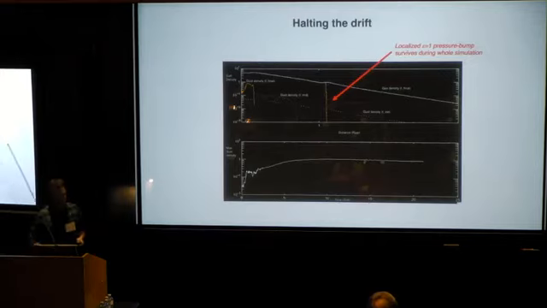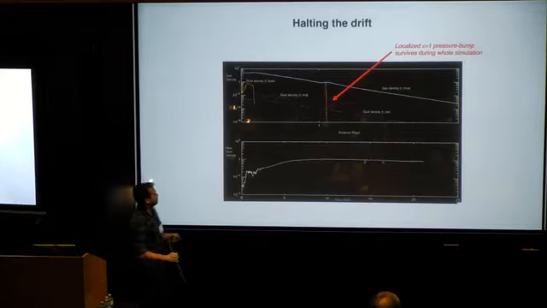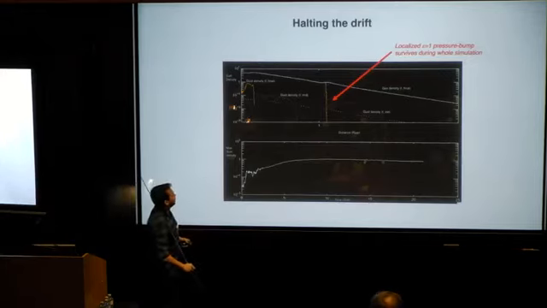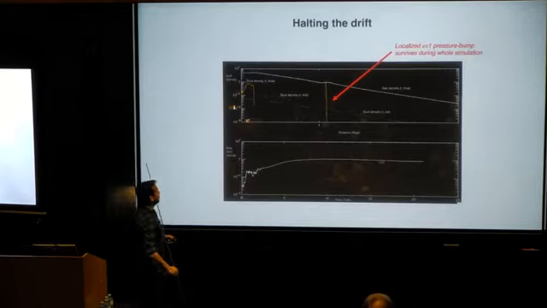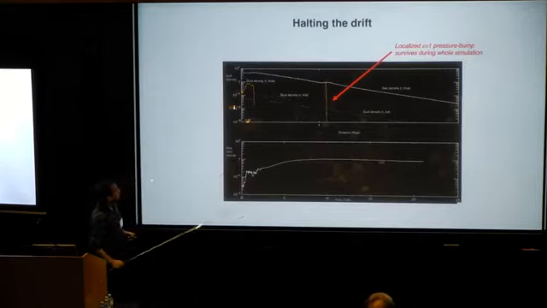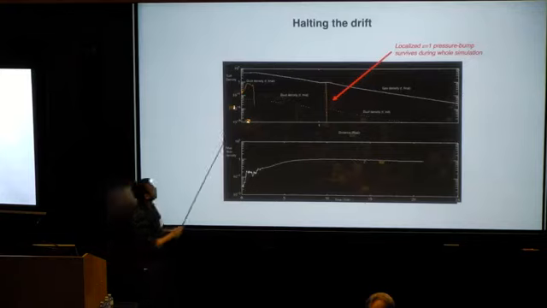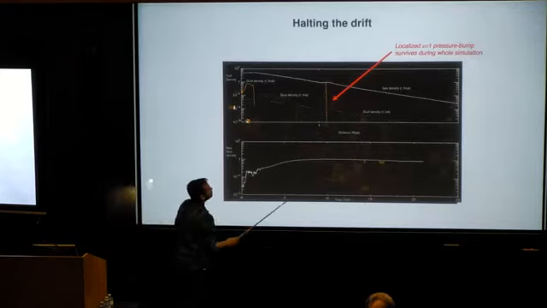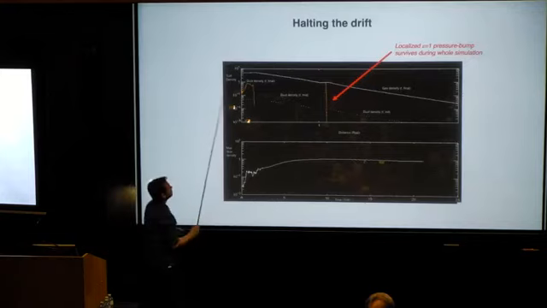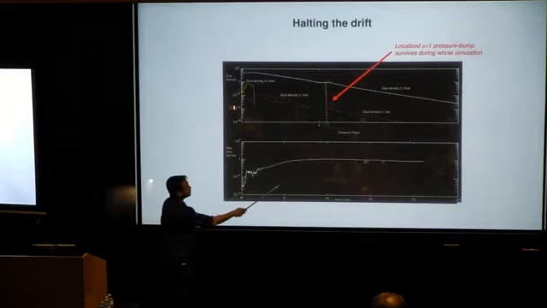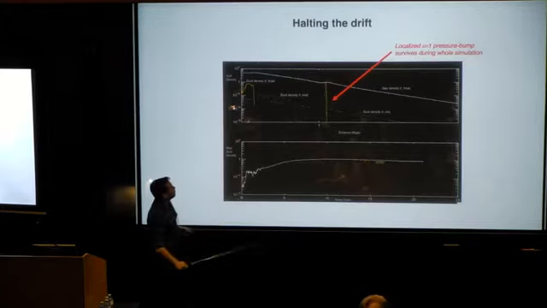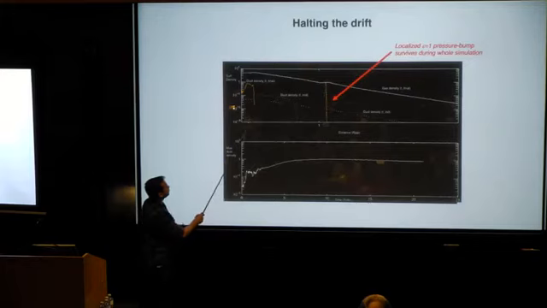So what is halting the dust drift? This is a quick and dirty plot that I did some time ago, showing what is going on there. So what you have here is the gas density. That's this line here. The dust density is in the dashed line. This is the initial dust density, so 100 times less than the gas. And this yellow dashed line is in the middle of the calculation. As you see, the dust is drifting inwards.